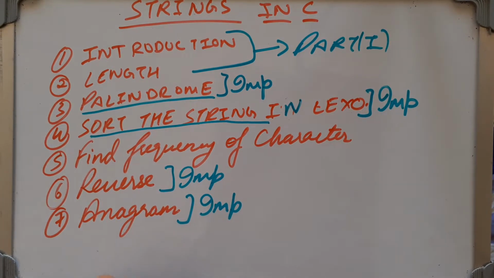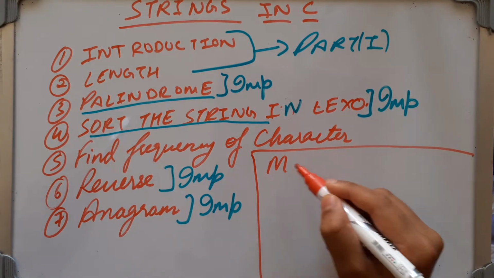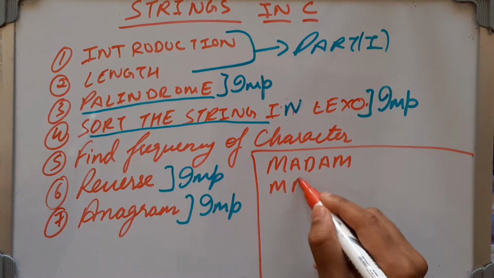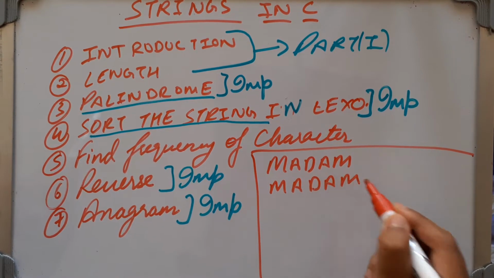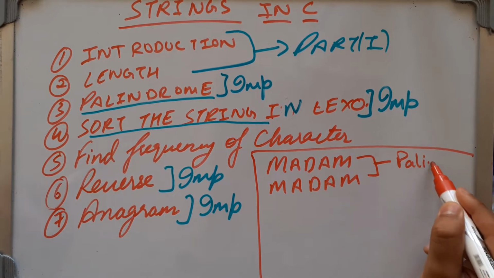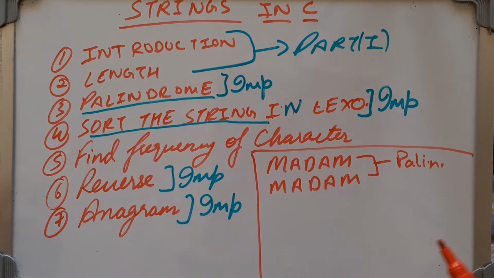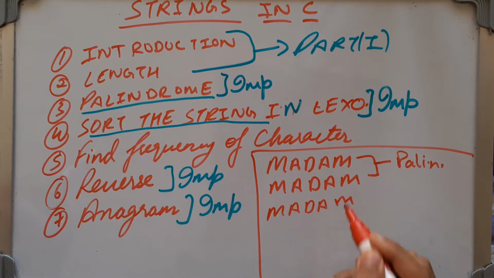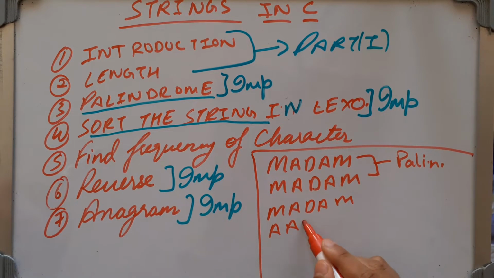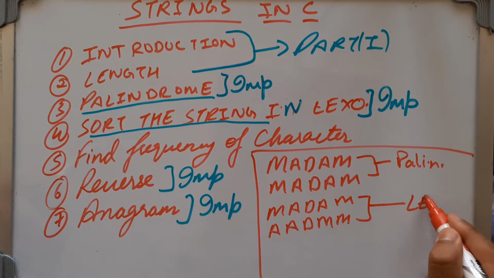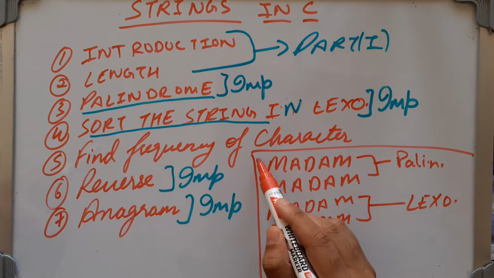First I am going to tell what a palindrome is. For example, you have madam, M-A-D-A-M. When I reverse madam, it is again madam only. This is a palindrome. When I reverse anything and it remains the same, that is called a palindrome. Now, sort the string in lexicographic order. Lexicographic order means, suppose we have M-A-D-A-M, madam. It will sort like A-A-D-M-M. This is the input, this is the output.